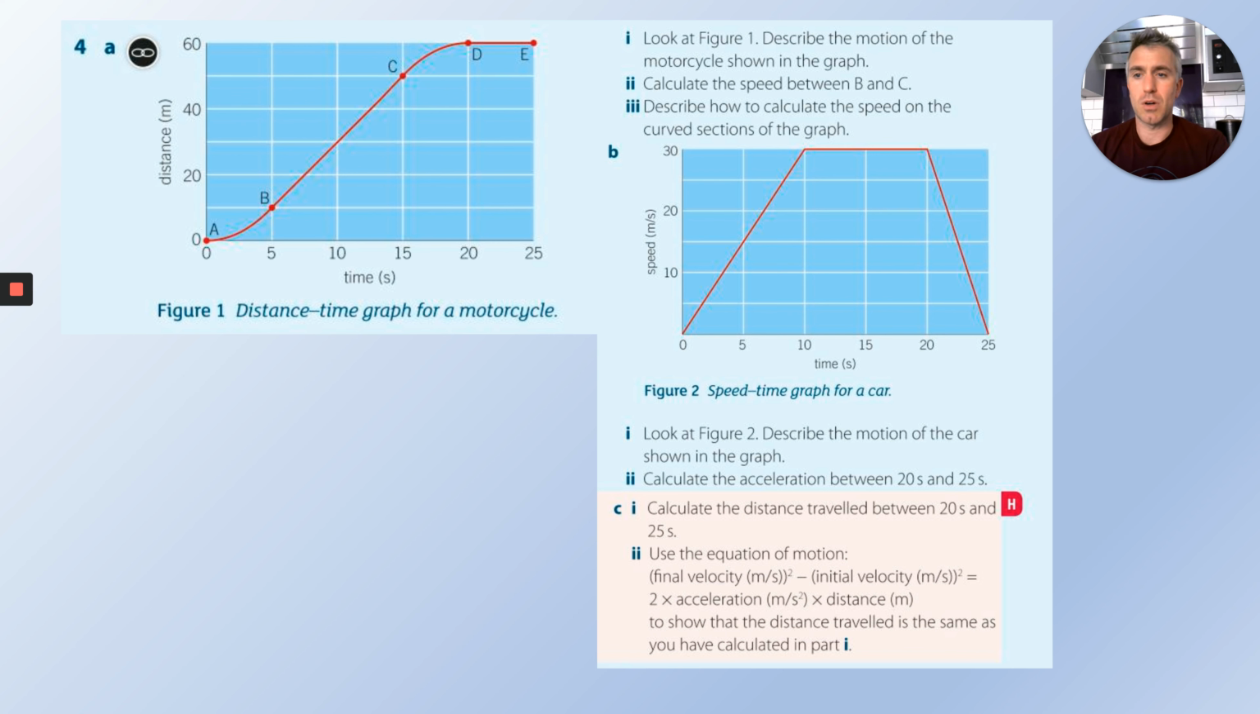How would you use a graph to calculate the speed between B and C? You know how to do that. Describe how to calculate the speed on curved sections of the graph. Ooh, tricky, but you could do that.